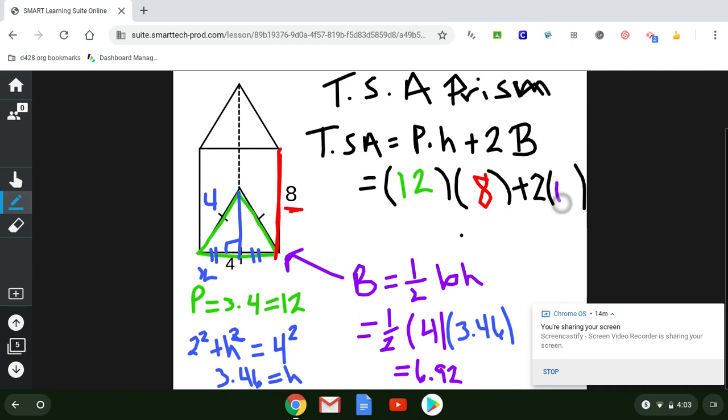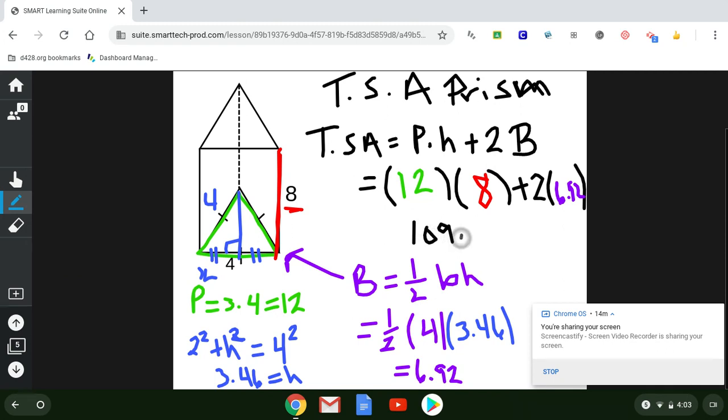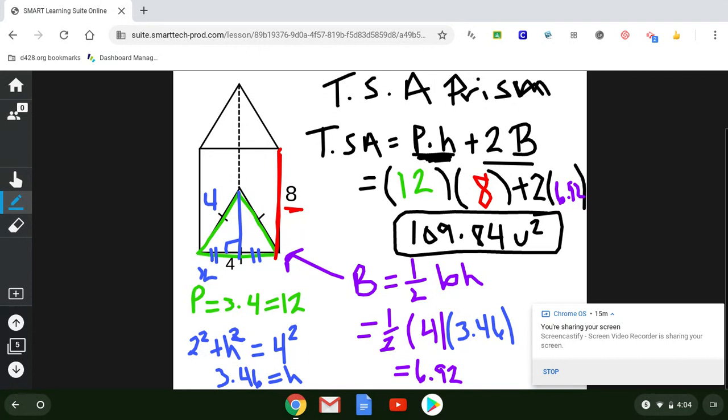The area of my base is 6.92. Oh, I should have left myself more room. Okay, and then I just put that in my calculator. And my answer is 109.848 units squared. Okay, and again, I could just ask you to find lateral surface area, lateral area, sorry. If I do that, you're just doing this part of the formula and you're not doing this, because lateral is the area without the bases.